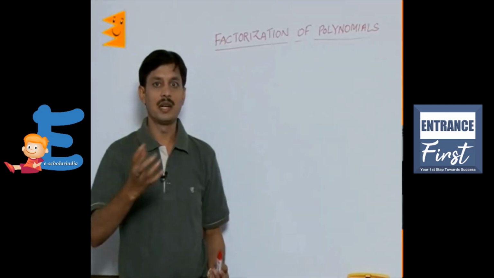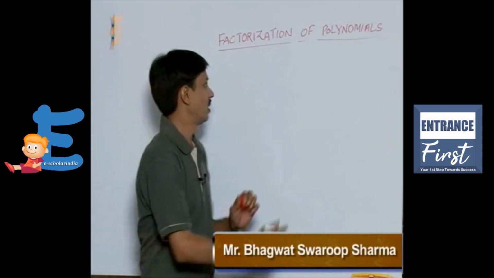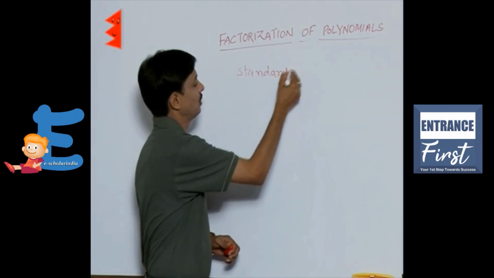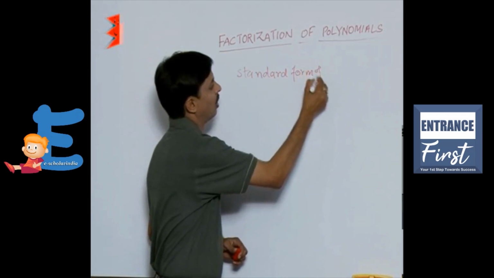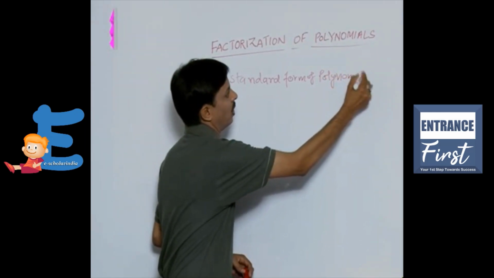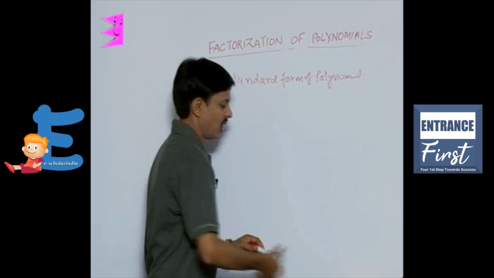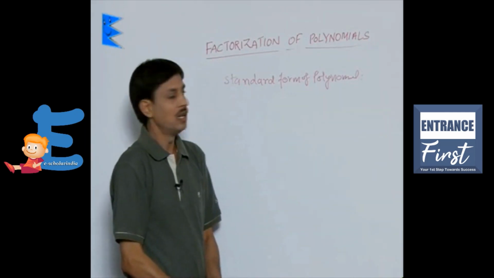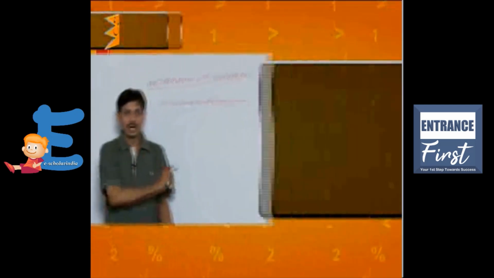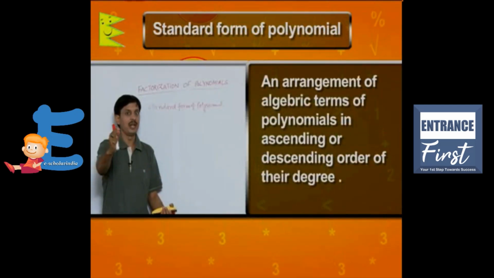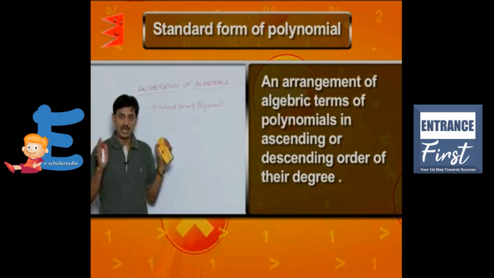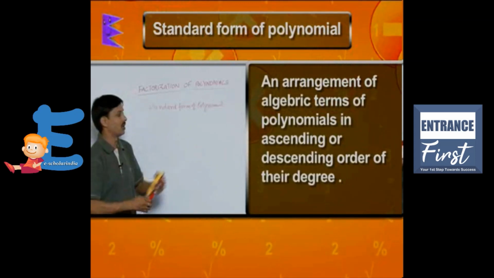Now, what is the standard form of a polynomial? In order to understand it, how do we write a polynomial in its standard form? It's very simple. We have to arrange the algebraic terms of the polynomial either in ascending powers or in descending powers. That arrangement is known as the standard form.